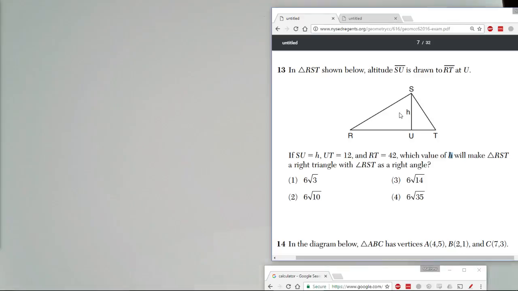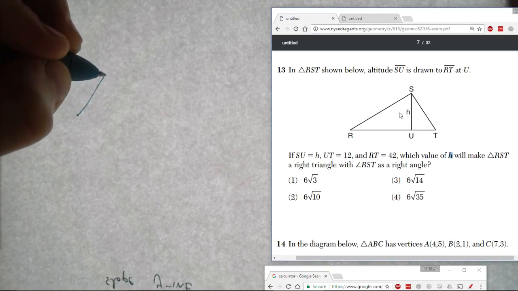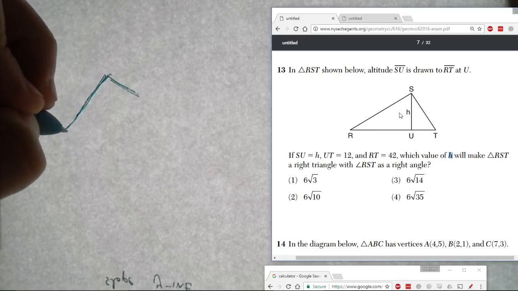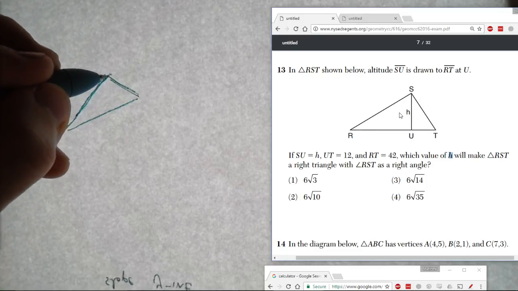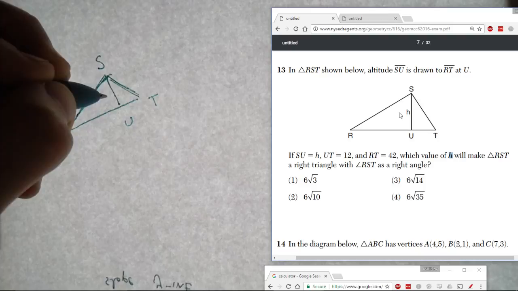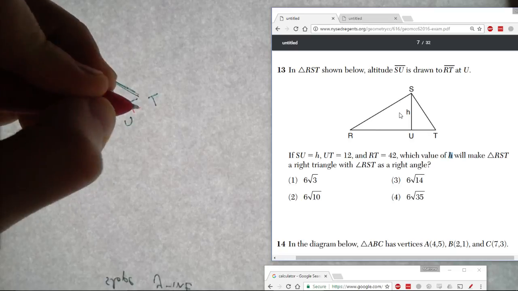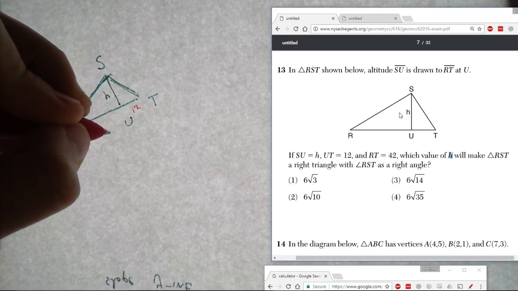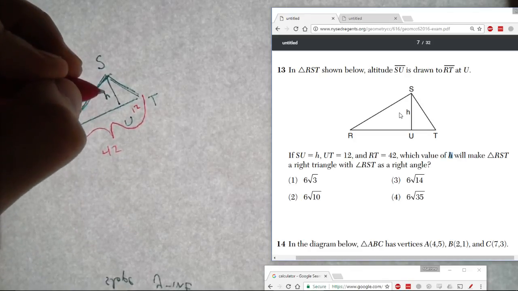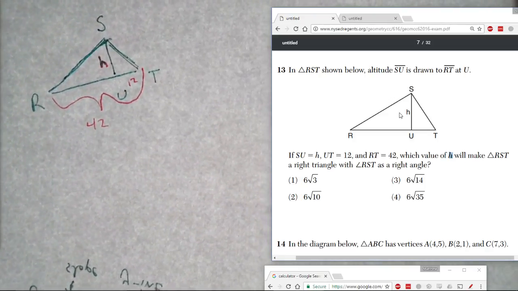All right, I'm going to have to draw this picture on my paper, so let me do that real quick, and we can jump into this question. Ooh, already off to a bad drawing start. Let's see if I can salvage it. Not bad. All right, R, S, T, U, H. Then I also have UT is 12, and RT, this whole thing, is 42. I'll do the H in red also, that way all of my values are red. Maybe I can zoom in a little bit here.